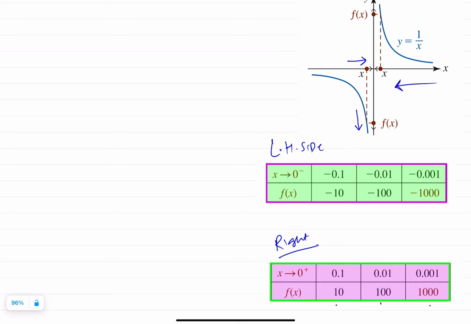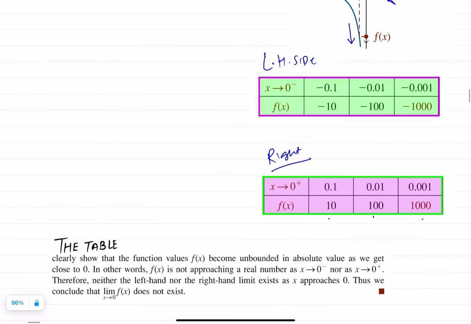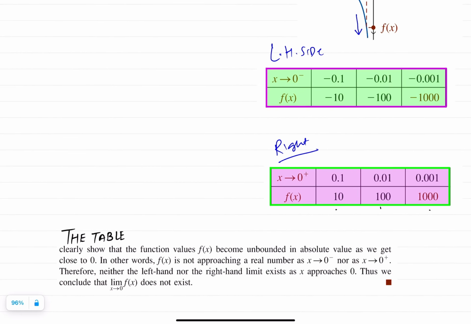If you're approaching 0 from the right hand side, for example, taking the values 0.1, then 0.01, then 0.001, you can see the function is generating an output value that's getting bigger and bigger. It's not approaching a specific number. The closer we get, the bigger the output. So from the table and the graph, the function f(x) becomes unbounded as we get closer to the value 0.